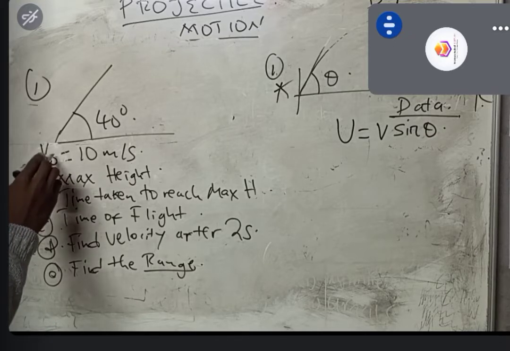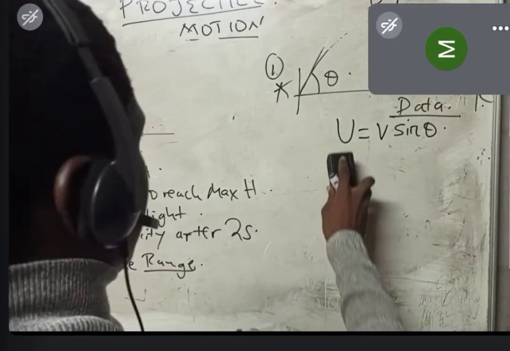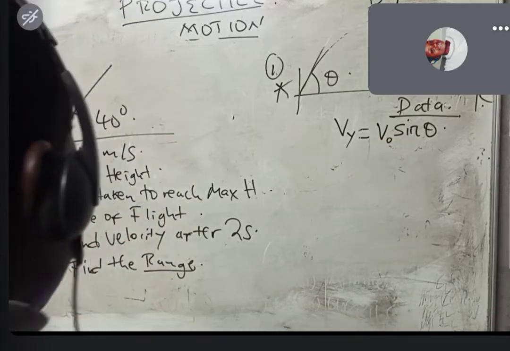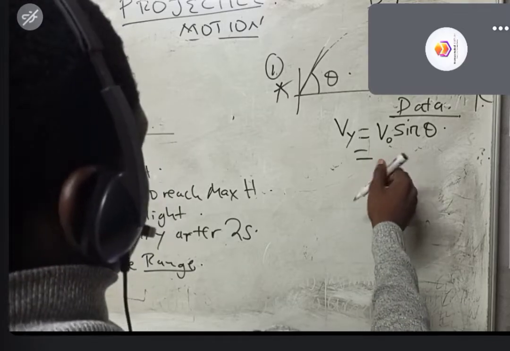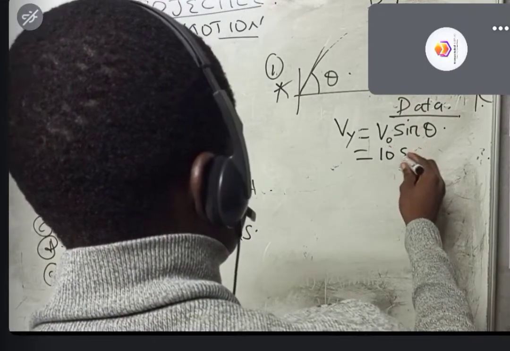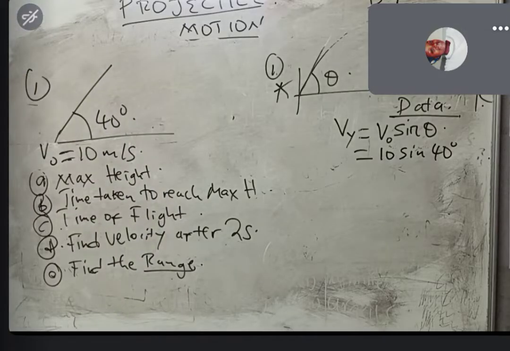Which one do you use? Do you use U or V naught? Okay, better. So what is our initial velocity in the y direction? Then in this case, what is our v naught? So it's 10 sine what? 10 sine 40. Okay.